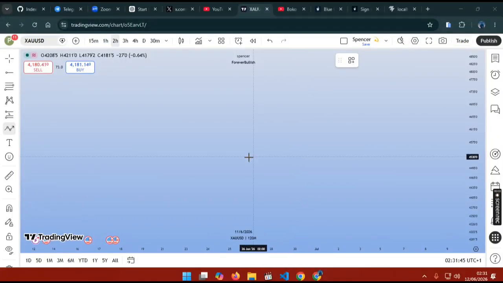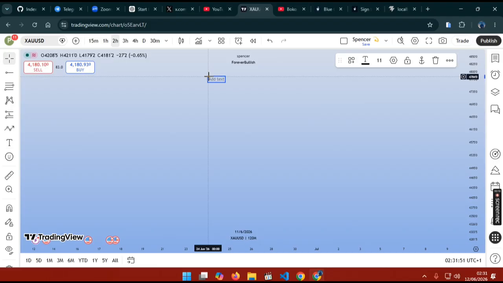On today's episode, I'll be taking you through market structure. As a beginner trader, you should understand that we basically have three types of market structure in the market.